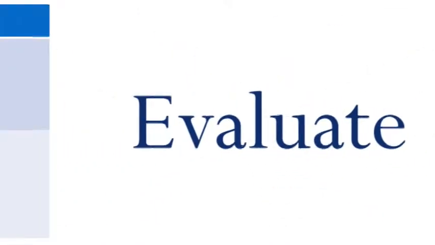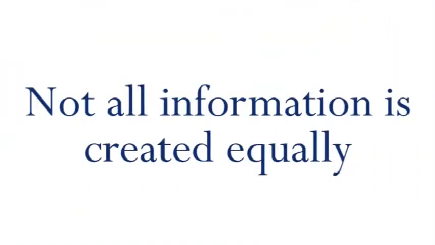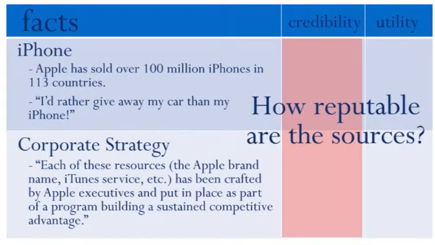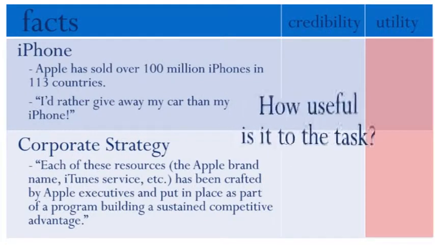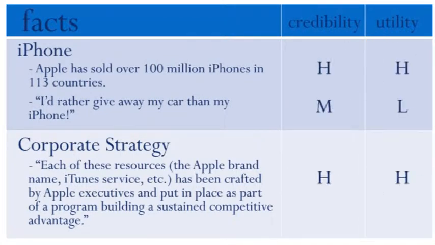The next step, step 3, now I evaluate. I rate the credibility and the utility of each fact in columns 2 and 3. I evaluate them because not all information is created equally. So as we continue on the next slide, you see columns 2 and 3, I have credibility, and in this case I'm asking myself, how reputable are the sources? And for utility is, how useful is this to my task at hand? So I have high, medium, and low. Many of these are rated high in my mind.